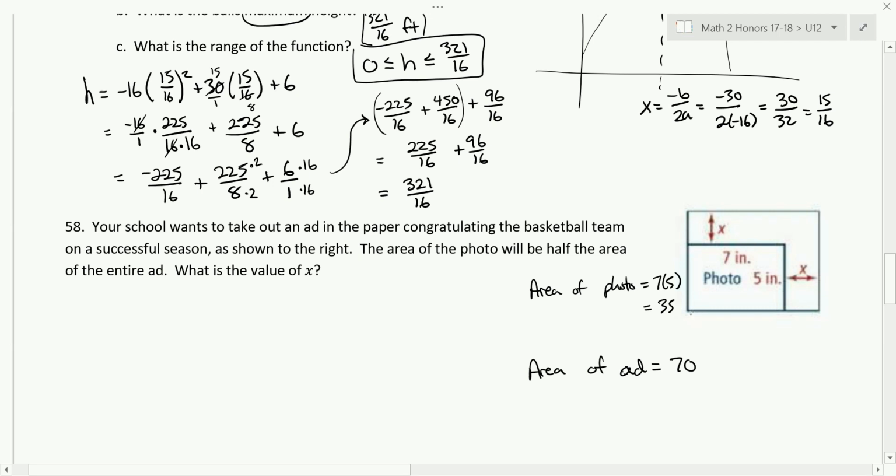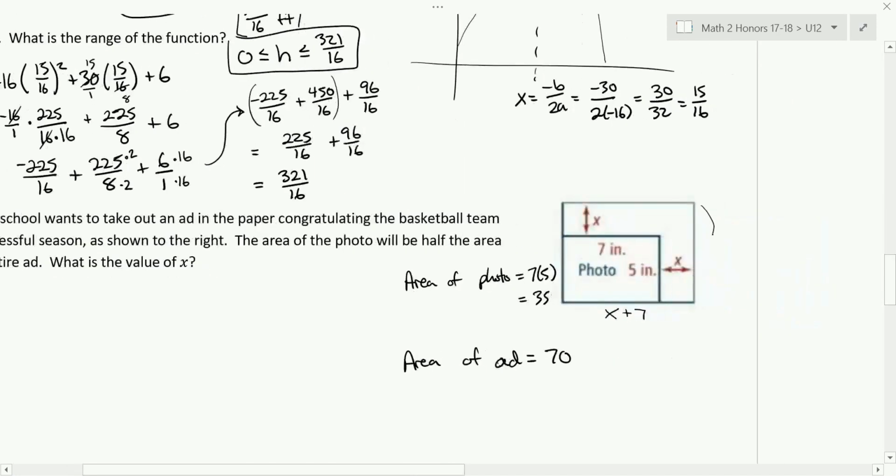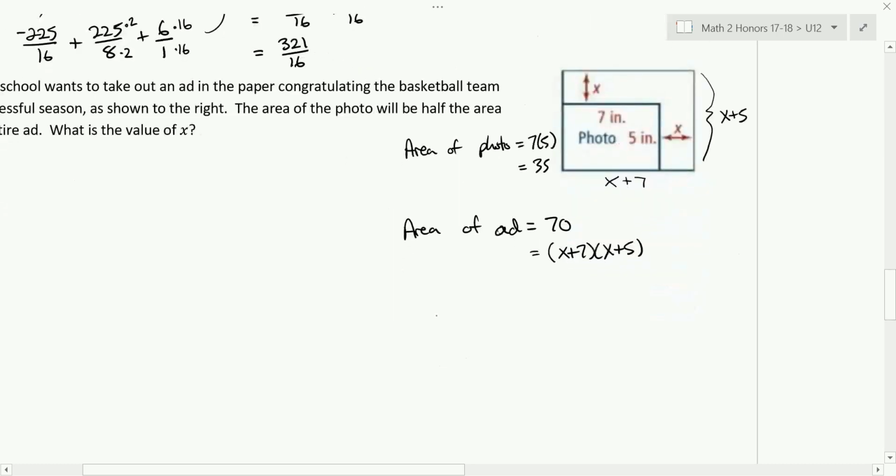Now, if you look at this ad, the base is the photo length plus x. So I'm going to write that as x plus 7. And the height here is the height of the photo plus x again, so we got x plus 5. And so another way to represent that area is to write x plus 7 times x plus 5. And now we can set those equal to each other to have an equation in which we can solve for x. So that's your starting point. And a lot of you started there. And then the rest of it is solving for x.